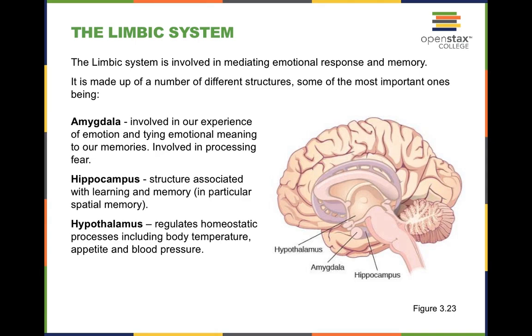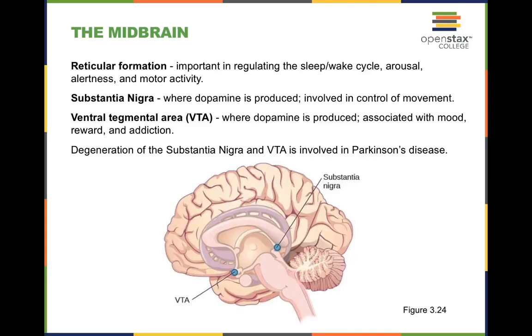for regulating things like your body temperature, your appetite, and your blood pressure. So think of the hypothalamus. Hypo equals homeo. Hypothalamus is involved in making sure you're at homeostasis, or making sure that everything is at an even state overall. Next, the next category we're going over is the midbrain.